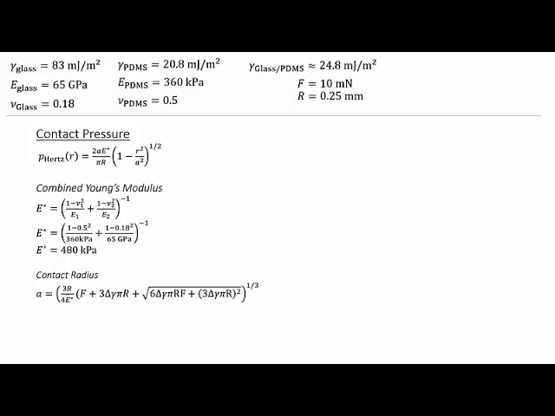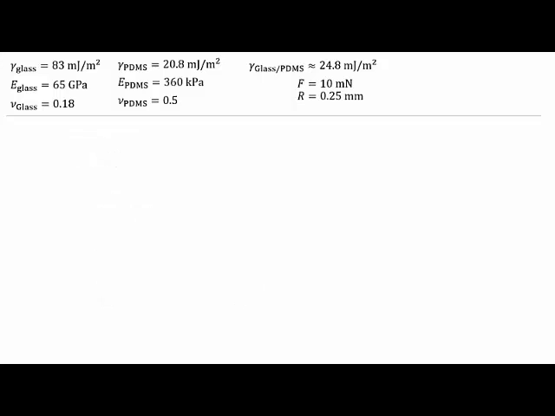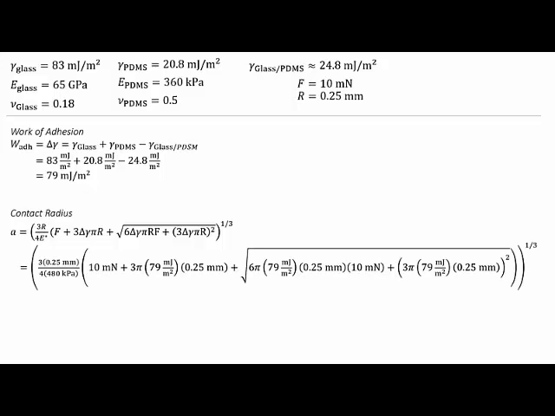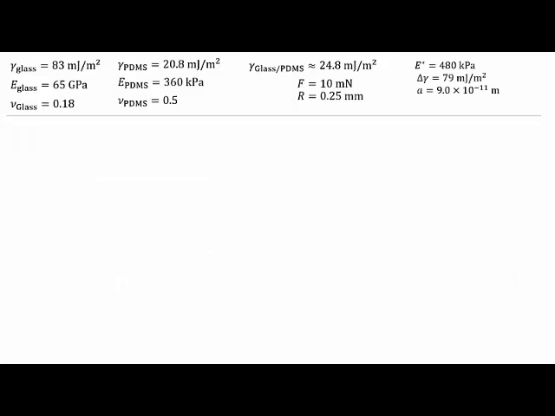So now we have to find the work of adhesion. We can calculate the work of adhesion by adding our two surface energies and subtracting our interfacial energy to find 79 millijoules per meter squared. Now let's plug that into our equation for contact radius. We get a very small value, but note that it is significantly larger than the Hertzian contact radius, which does not incorporate surface energy.